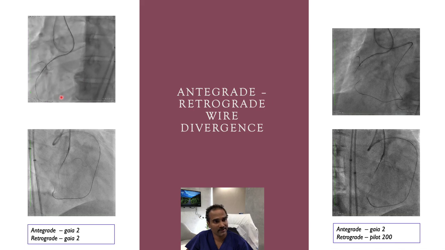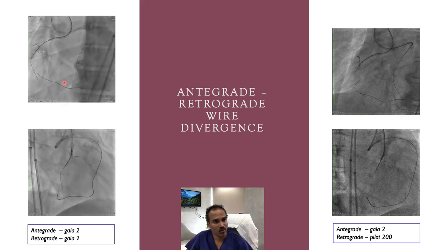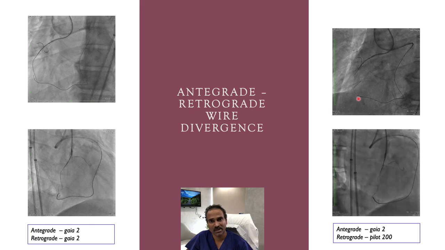both the wires in LAO and RAO. See, these wires are not converging. So I switched the retrograde wire to a more flexible one with similar tip load, that is Pilot 150, but still both the wires are not convergent. So that's when we were a bit doubtful.